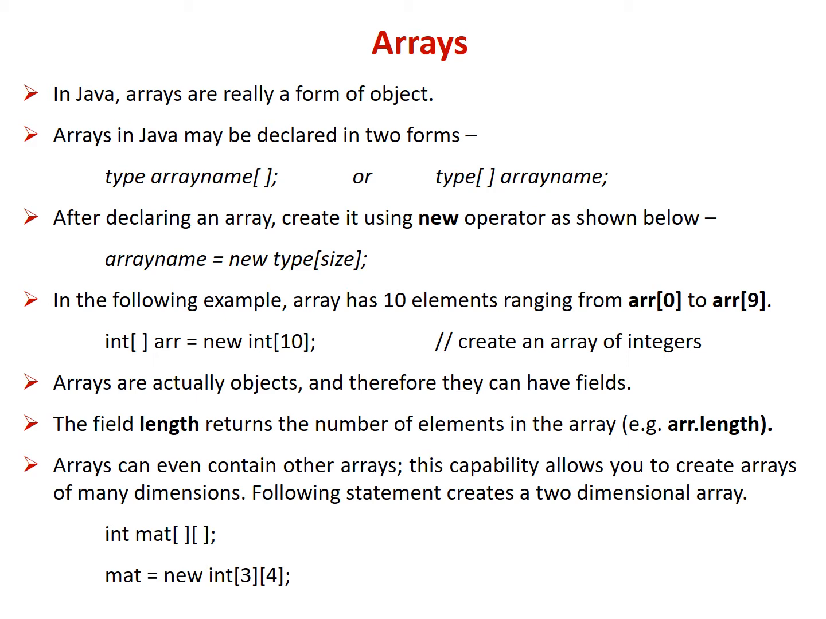After declaring an array, create it using the new operator as shown here. That is, array name is equal to new data type in the square brackets. We give the size of the array. In the following example, the array has 10 elements ranging from 0 to 9. Here, first we declare the array, int[] arr is equal to new int in the square brackets, write the size of the array as 10.